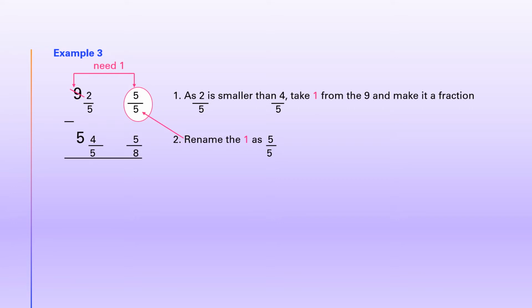Another example, 9 and 2/5. Subtract 5 and 4/5. We don't have enough. You can't take 4/5 from 2/5. So that means you don't have enough fifths on top. So we take 1 out of the 9, rename it to 5/5.